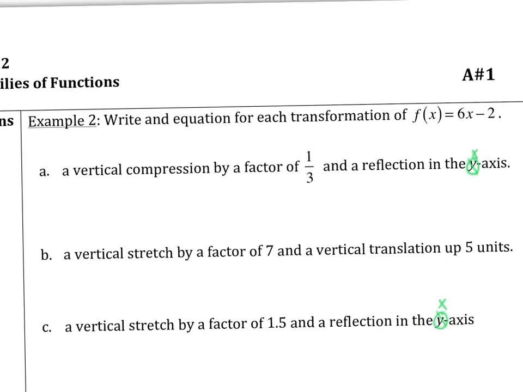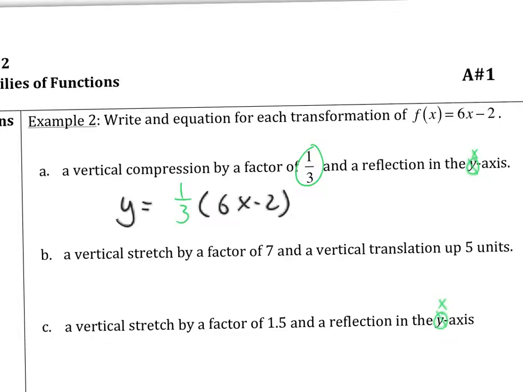So what we're going to do is start with our original function. So y equals, and I'm going to put it in parentheses, 6x minus 2. Because this is a vertical compression, it's going to happen outside. Vertical happens outside the parentheses, so either multiplication or adding there. But it's a compression, so it's got to be multiply. So all I do is take the 1/3 and multiply it outside there.